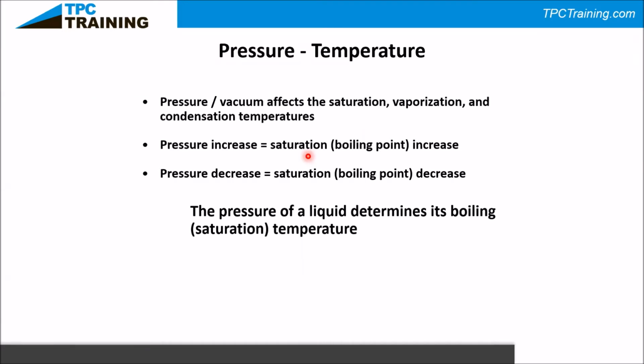Because of heat transferring from hot to cold, the lower temperature, lower pressure is going to allow us to absorb in heat to cause the refrigerant to change state. And when we get to the condenser, we're going to allow it to give off heat to change back from a vapor to a liquid.